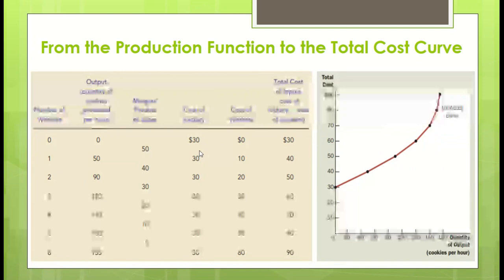And the last column of this table shows the total cost of inputs, this one. It is the sum of the cost of factory that remains constant throughout the table, and the cost of workers that is increasing. So by adding these two columns, the cost of factory and cost of workers, we can get the total cost here.